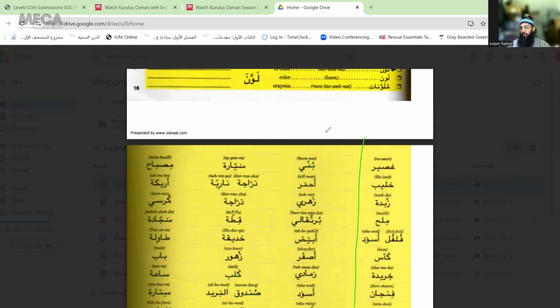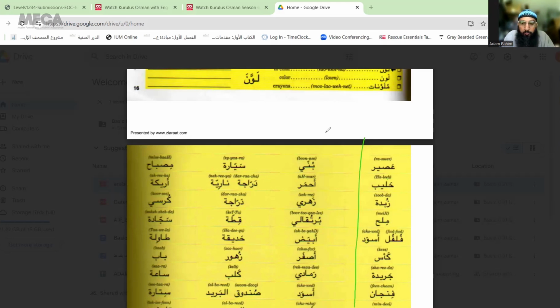This next word is actually two words together, which means one meaning. So you have fulful aswadu, which literally means black pepper. The word fulful by itself means pepper. Now we added this word aswadu to it. It became black pepper, like the seasoning that you use to cook with.